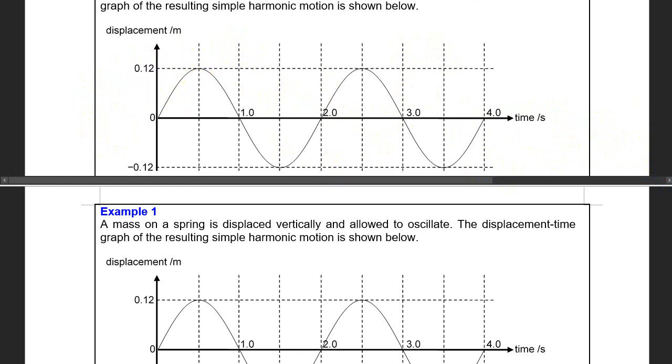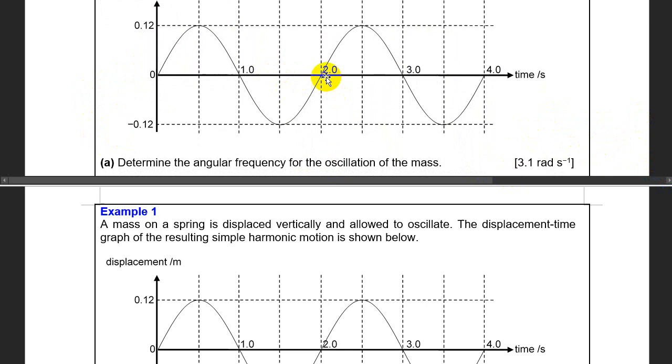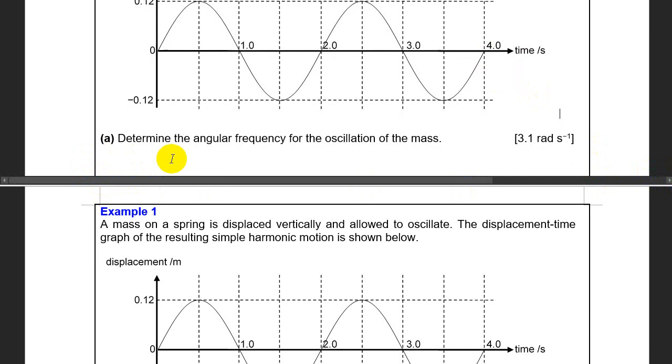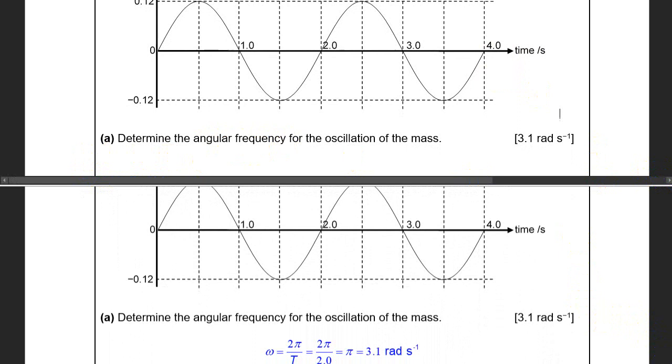Then the question. This is one period, so the period is 2 seconds. This is another period, the second period. Part A, determine the angular frequency for the oscillation of the mass. Angular frequency is omega. We know that the formula for omega is 2 pi over period.